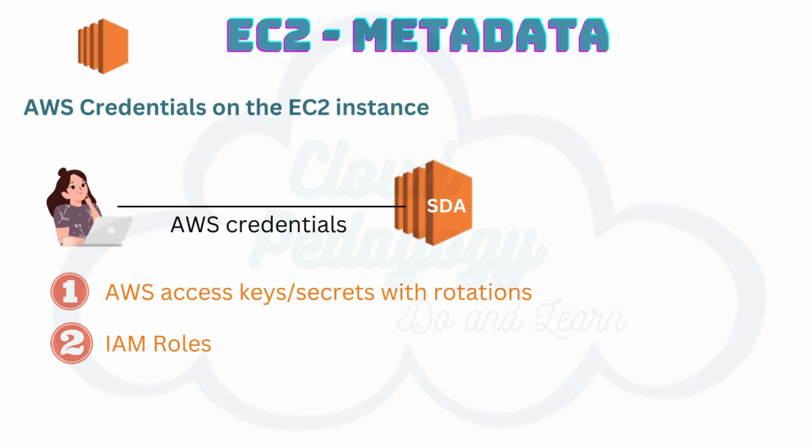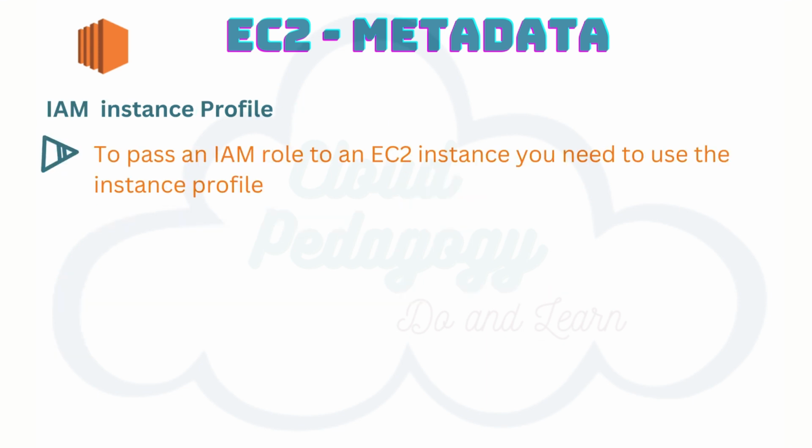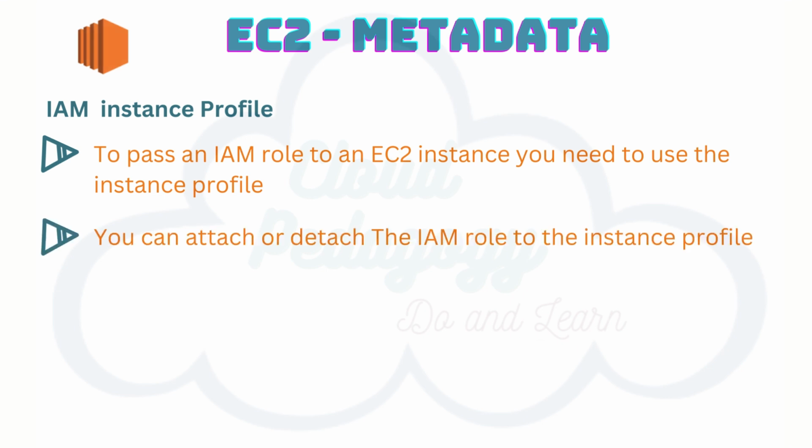In general, using IAM improves the cloud security posture. So, what is an IAM instance profile? To pass an IAM role to an EC2 instance, you need to use the instance profile. You can think of an instance profile as a container for the IAM role. You can attach or detach the IAM role to the instance profile. The instance profile itself can be attached or detached from the EC2 instance.